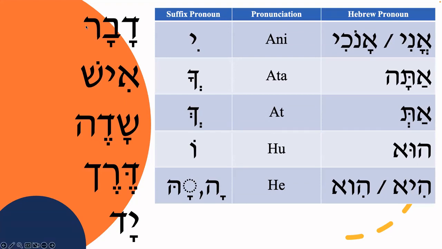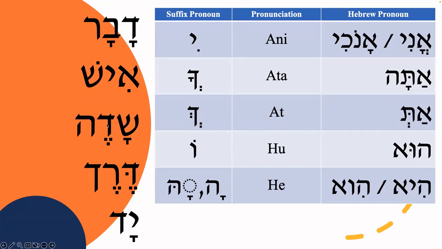So a davar is a what? A matter, thing, or word. And ish is a what? A man. Sadeh, I just gave you. What's a derech? A path, a way, a road. And what's a yad? A hand. Does it surprise you that you all knew what those were? Yeah. All righty.